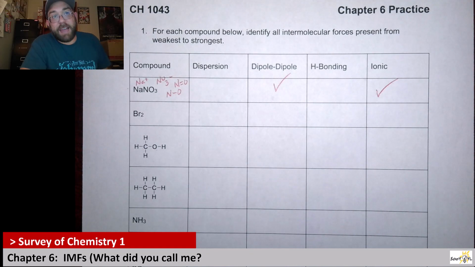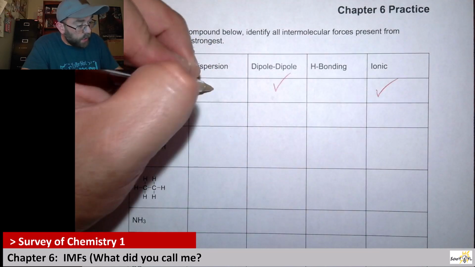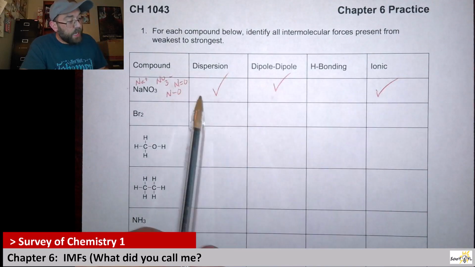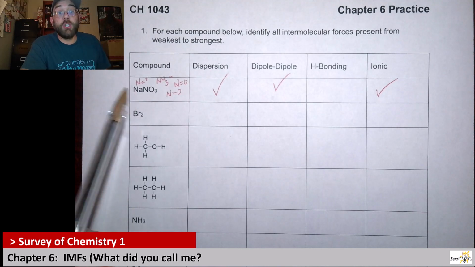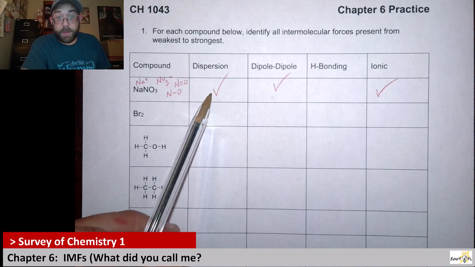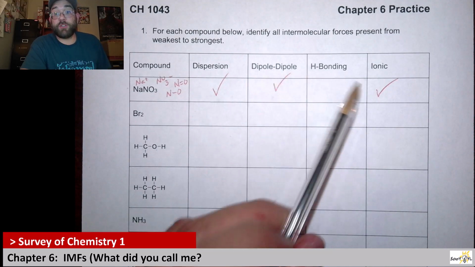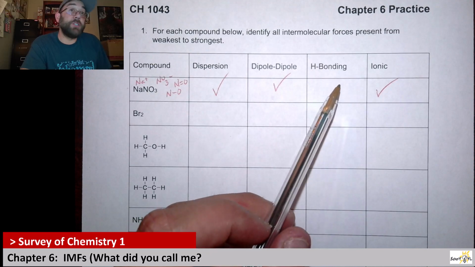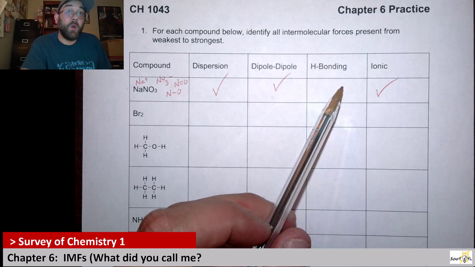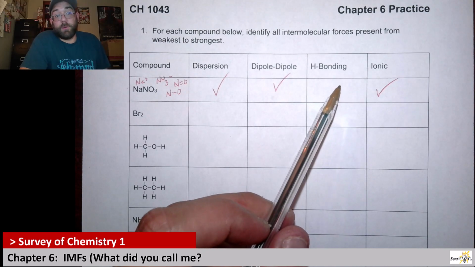And here's the caveat. Everything that has electrons has dispersion. The only thing that doesn't have dispersion is H+, because all that is a proton. So these would be the 3 intermolecular forces that we would expect for an ionic compound like sodium nitrate: dispersion being our weakest, dipole-dipole being our next strongest, and then ionic being our absolutely strongest. This won't have hydrogen bonding because you don't have a hydrogen with a covalent bond attached to oxygen, nitrogen, or fluorine. So we don't have that here.